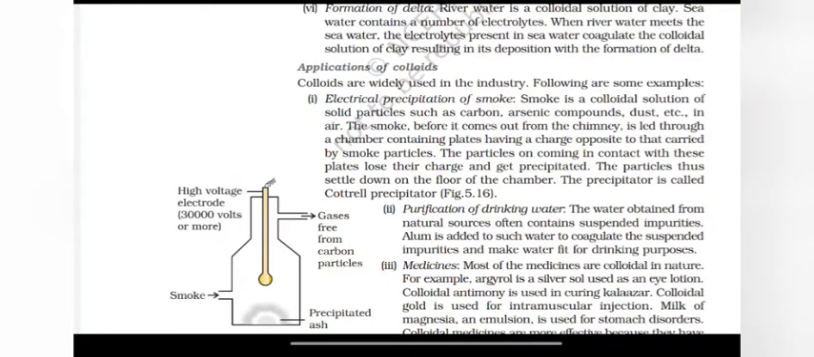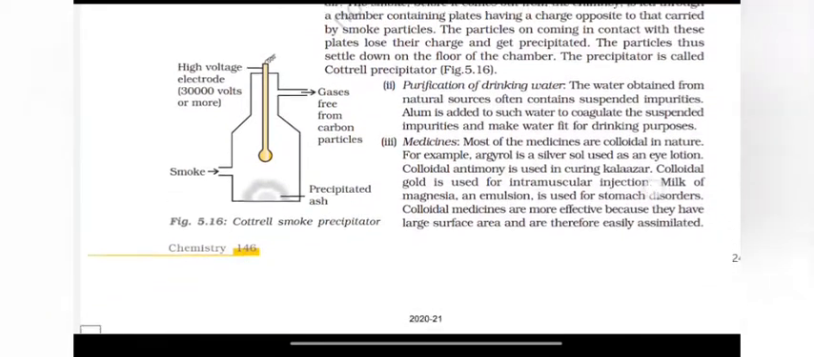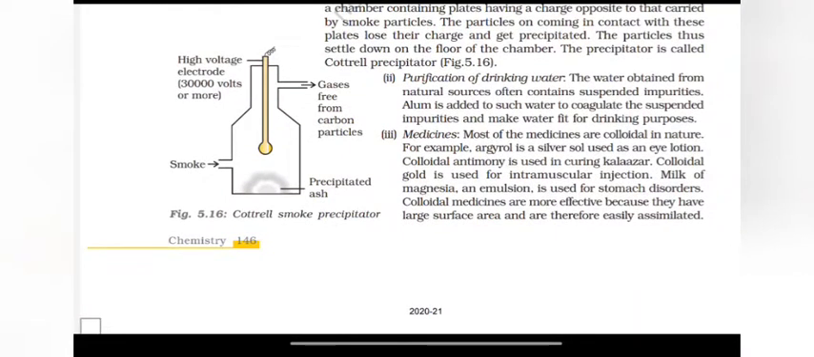Electrical precipitation of smoke. Smoke is a colloidal solution of solid particles such as carbon, arsenic compound, dust in air. The smoke, before it comes out of the chimney, is led through a chamber containing plates having a charge opposite to the one carried by smoke particles. The particles, on coming in contact with these plates, lose their charge and get precipitated. The particles just settle down on the floor of the chamber. The precipitator is called Cottrell precipitator.